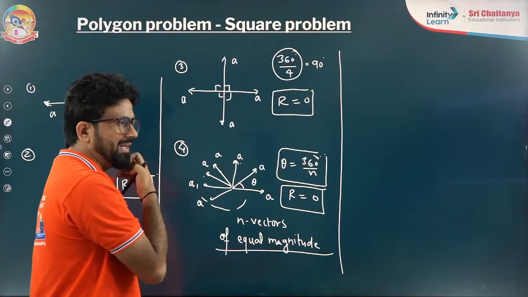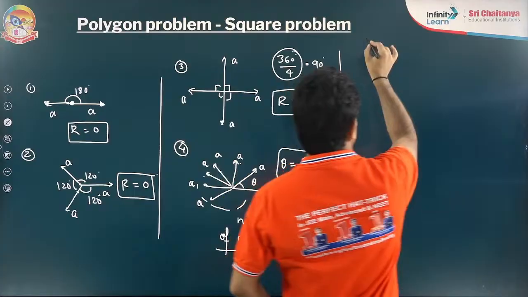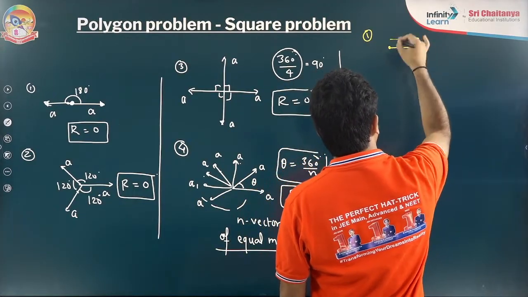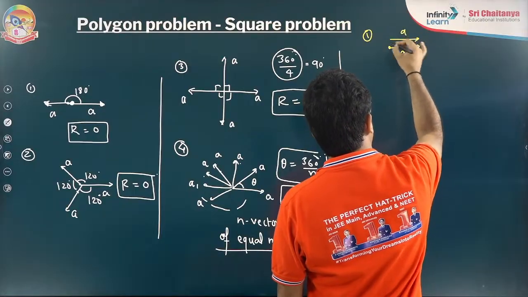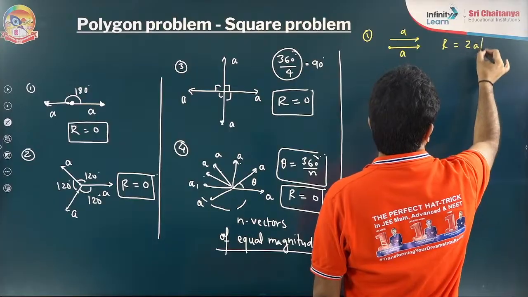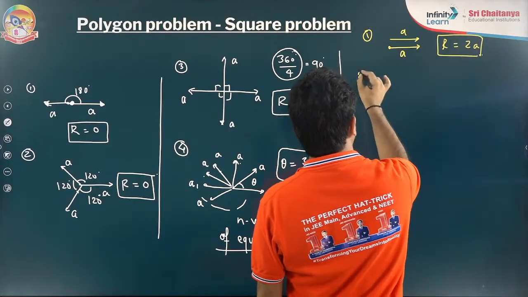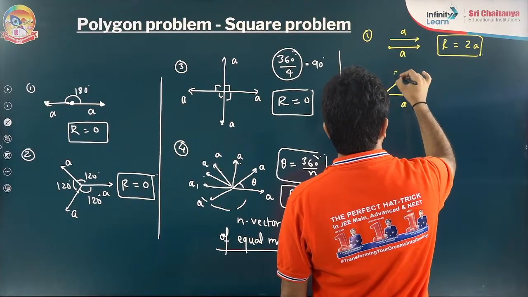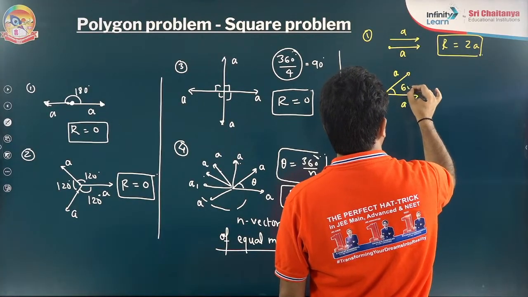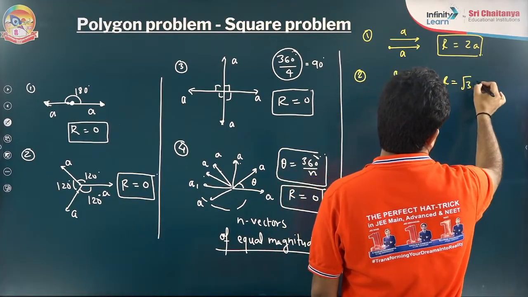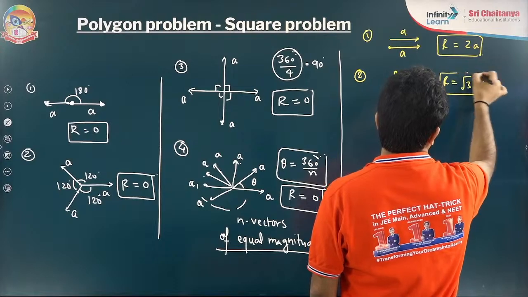One more concept I'm telling. Now think carefully. Suppose there are two vectors of equal magnitude, A and A, in the same direction. The resultant is equal to 2A. Remember it. Second, if these two vectors A and A have an angle of 60 degrees between them, the resultant is root 3 times A, which we solved on the previous page.